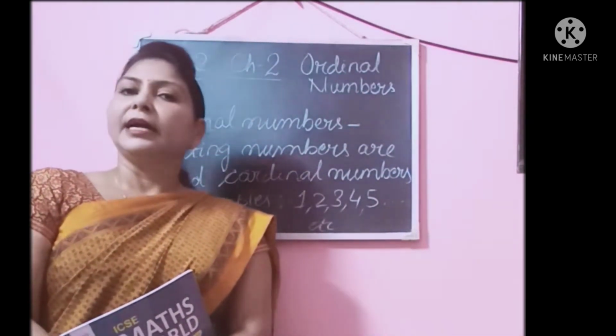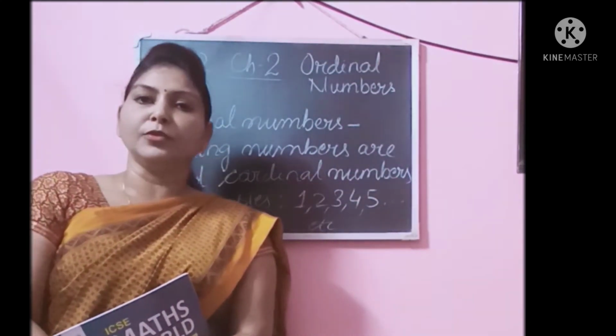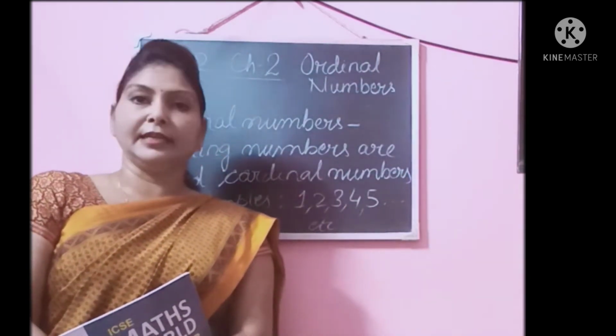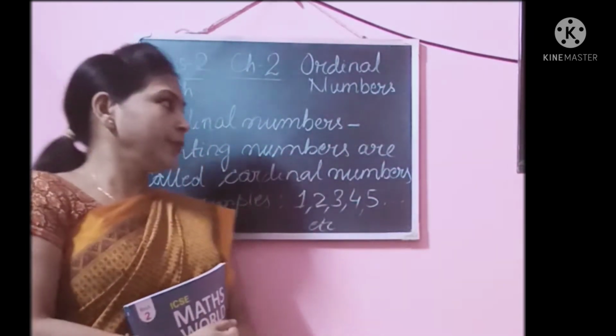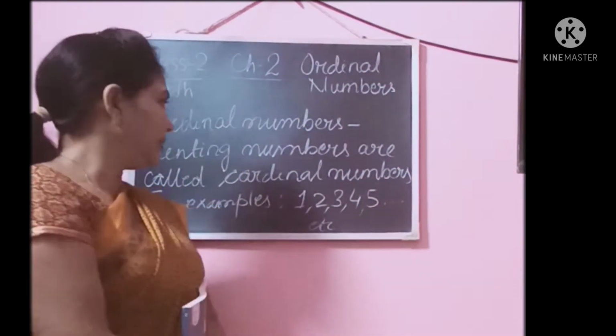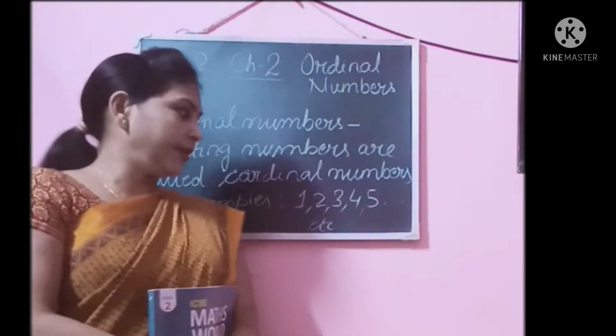Cardinal numbers are the count, like we count, no? 1, 2, 3, 4. These are all called cardinal numbers. You can see on the board I have also written the definition of cardinal numbers. Counting numbers are called cardinal numbers. For example, 1, 2, 3, 4, 5.